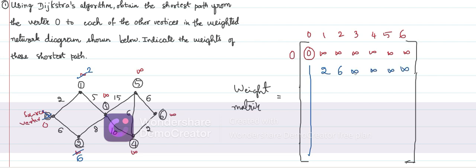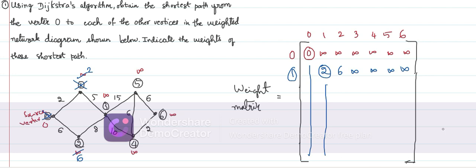Among 2 and 6, which one is minimum? 2 is minimum, and that corresponds to vertex 1, so write 1 here. Now let us block the vertex 1. Here is the vertex 1, let us block this. Now look at the vertices which are adjacent to 1. We have 0 as well as 3. 0 is already blocked, so just leave that as it is, and 2 is fixed here, so don't allocate anything to that.